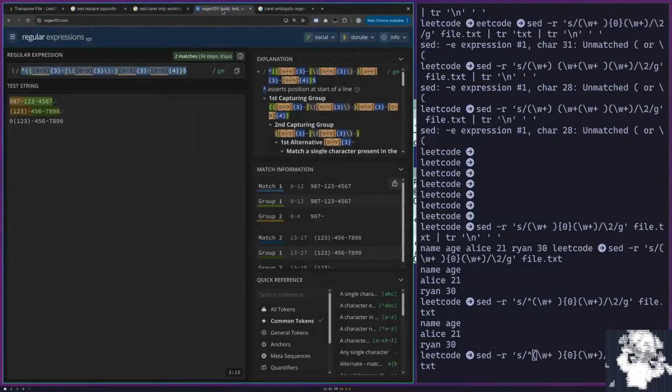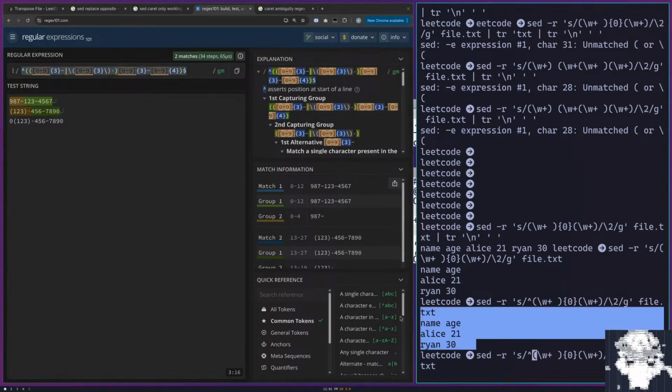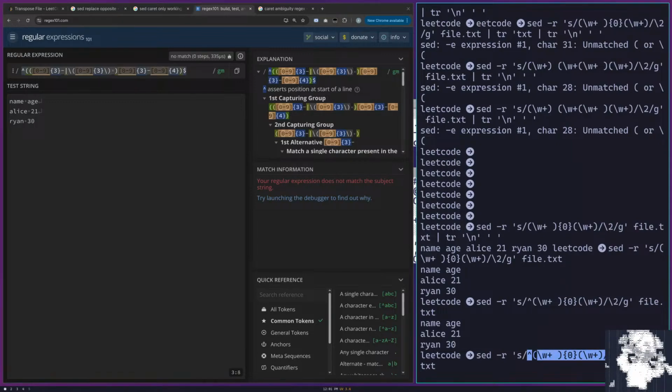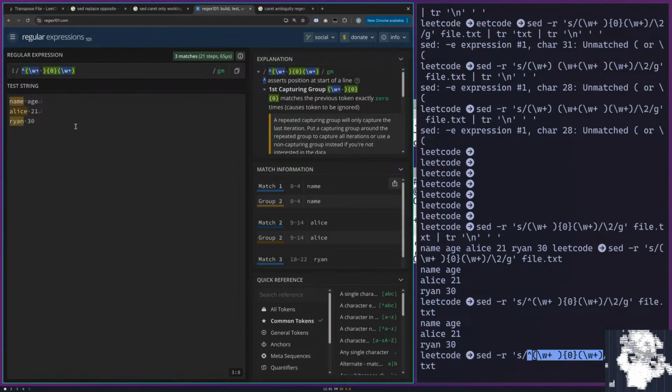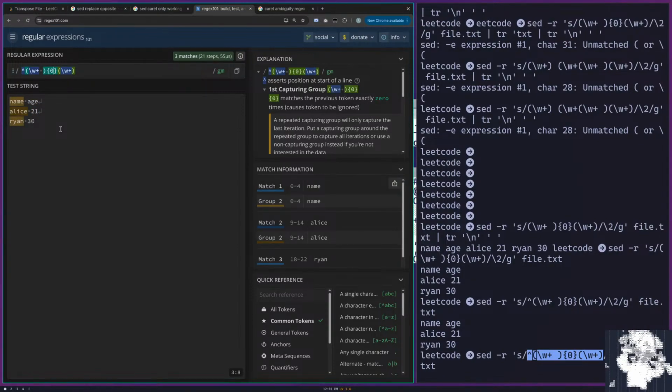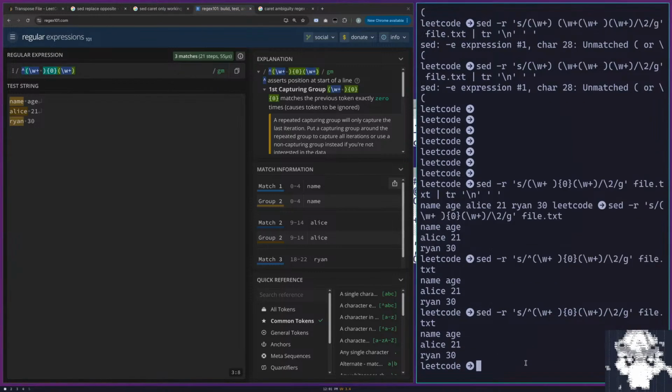Regex 101. Put a 0 there, put a 1 there. Yeah, this is working how I want it to work. I'm just getting thwarted by some stupid stuff that I don't get again.